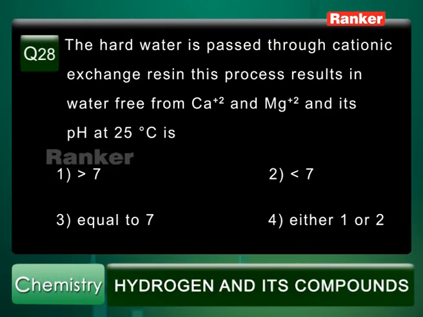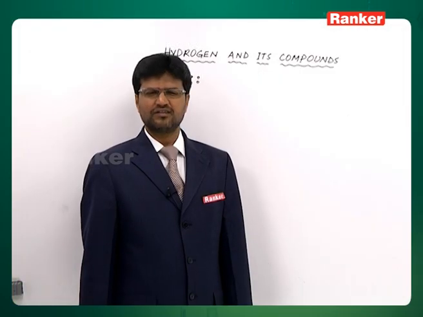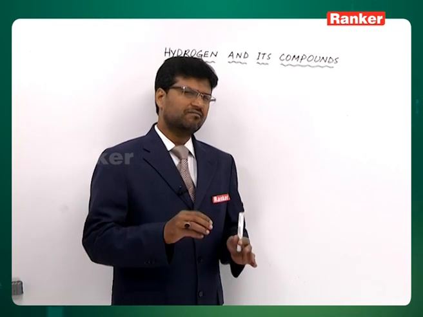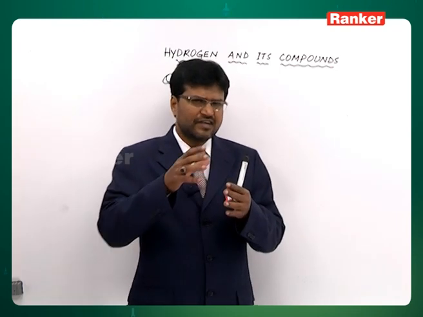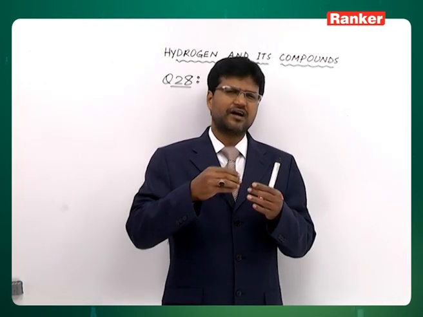Hard water is passed through cationic exchange resin. This process results in water free from calcium and magnesium, and its pH at 25 degrees Celsius is: first option, greater than 7; second option, less than 7; third option, equal to 7; fourth option, either first option or second option.